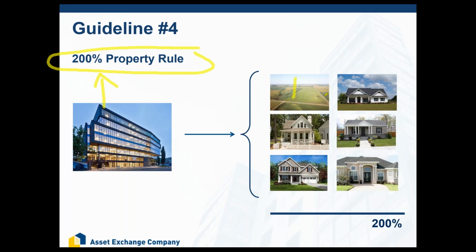The 200% rule allows you to nominate on your identification letter as many potential properties as you want. Here I've got 6. And that's fine. As I mentioned, you can nominate as many properties. There's no limit on the number of properties, but the 200% rule does limit the value of all those properties. And the value of all these properties cannot exceed 200% of what you sold.